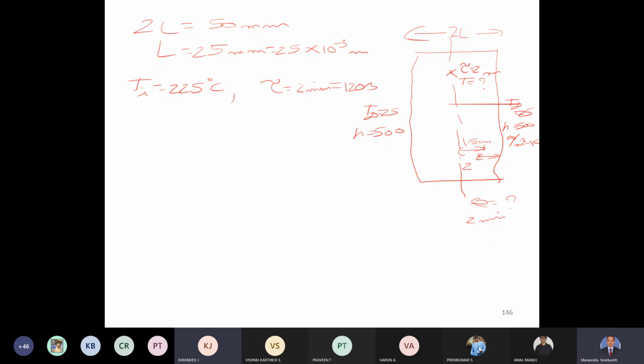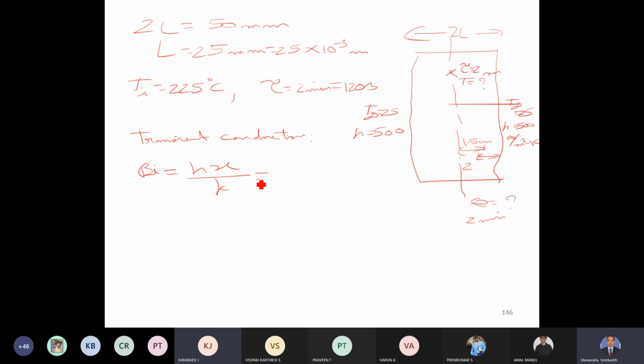Now we'll have to solve the problem. First of all, we are told to find the temperature after 2 minutes. So, straightforward, this is a transient conduction problem. The next check is whether the body is lumped or not. The first step is always to calculate the Biot number. The Biot number is hx by k, where h is the heat transfer coefficient, x is the characteristic length, and k is the thermal conductivity.